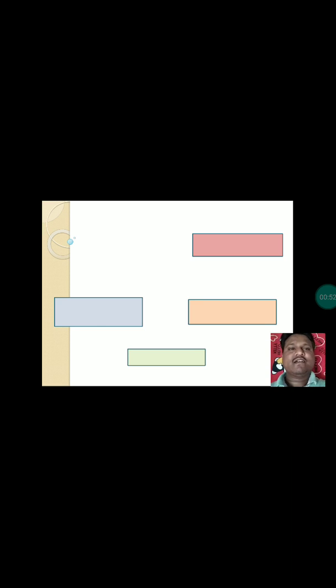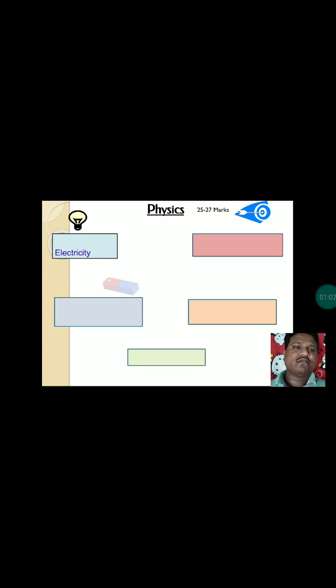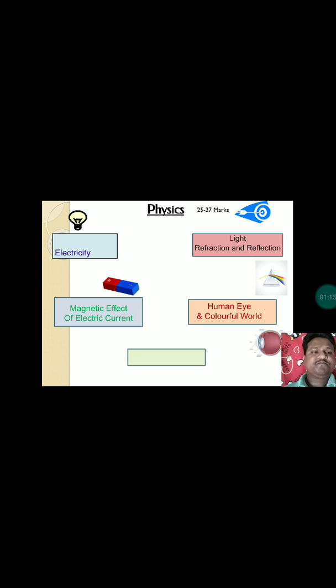Hi everyone. In this module we will discuss the syllabus of 10th standard physics, which carries 25 to 27 marks in the board exam. We have 5 topics in the physics syllabus. First one is electricity, second one is magnetic effect of electric current. We have the light section, in which there are 2 topics, refraction and reflection, and human eye and colorful world. The last, that is the fifth topic in the physics section, is from natural phenomena, that is sources of energy.